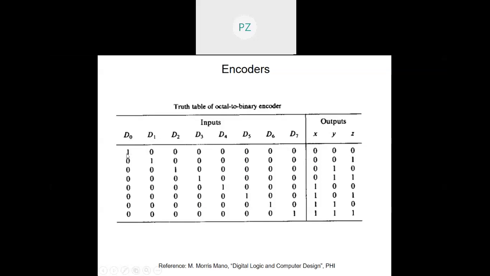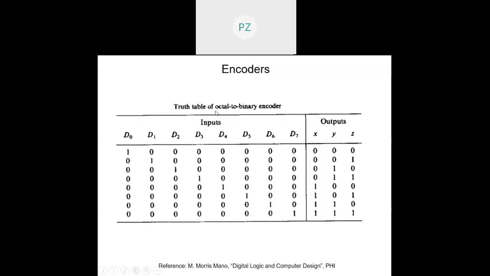For example, when D0 is high and the remaining lines are zeros, you will get 0 0 0 at the output. When you have D1 high and all the remaining lines are 0, you get 0 0 1. When D2 is high and the remaining lines are zeros, you get 0 1 0. And likewise, D3 high, you get 0 1 1. D4 high, you get 1 0 0. D5 high, you get 1 0 1. D6 high, you get 1 1 0. And D7 high, you get 1 1 1. So this is an octal to binary encoder.